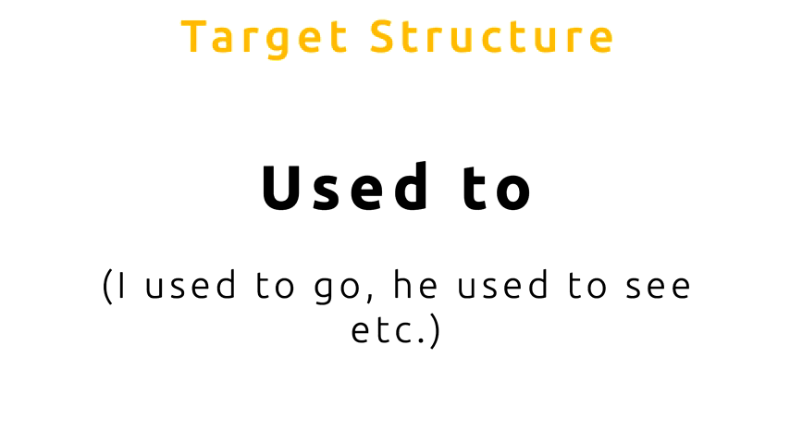The structure that we're focusing on in this lecture is used to. The first thing I want you to notice is the pronunciation of this structure. Used to. The spelling is U-S-E-D, used, and T-O, to. Because we have a D at the end of used and a T at the beginning of to, these two sounds merge together in English. They almost become one sound.